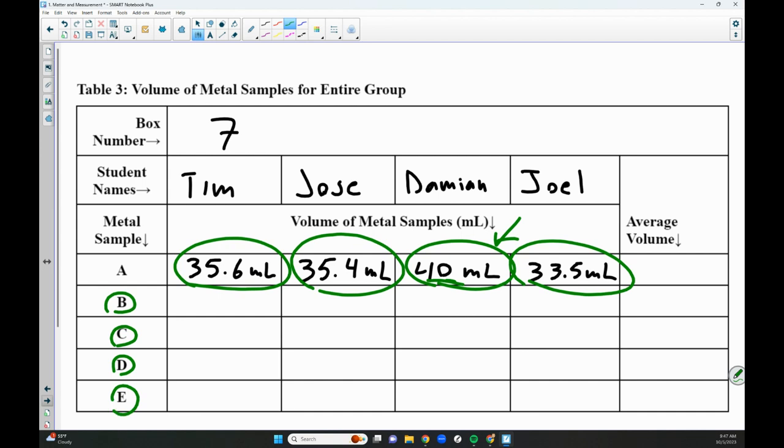Again, we'll calculate the averages over here when we're all done for each piece of metal. Again, the way to get the average, and you can Google this if you need help, is you add all of the samples together and then divide by 4. That changes if you only have 3 people in your group, of course. Divide by 3. Okay, that's table 3.